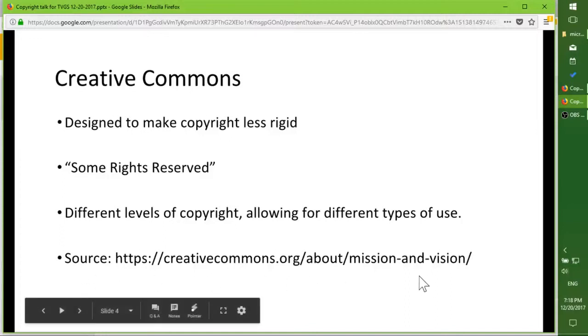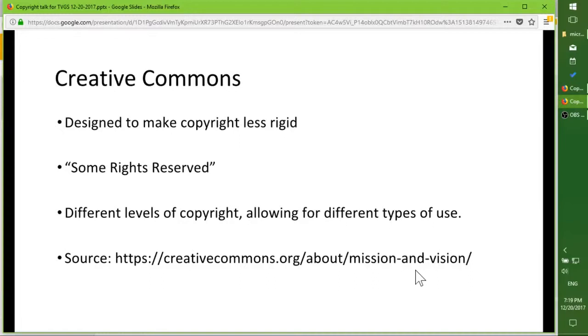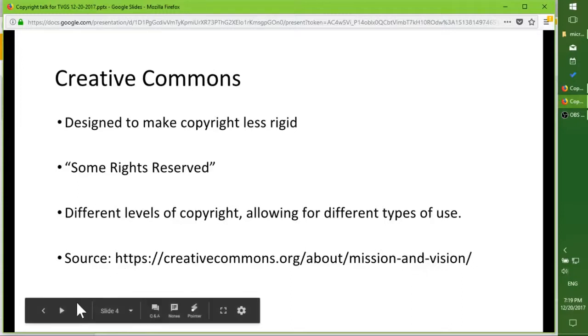So you can check that out here. How many people have heard of Creative Commons or are familiar with it? Okay, everyone knows about Creative Commons. All right, so I might be telling you stuff you already know.